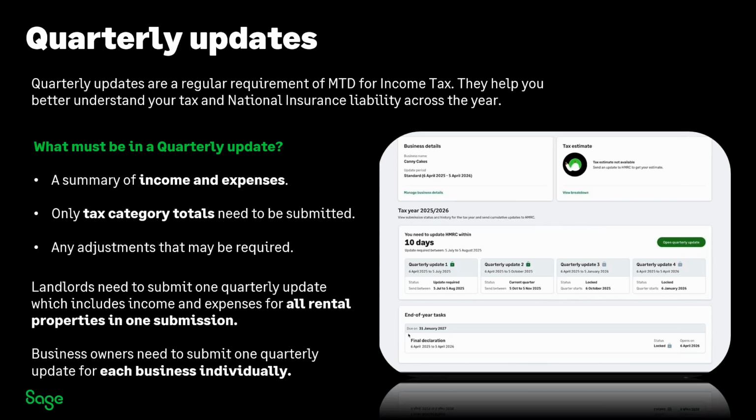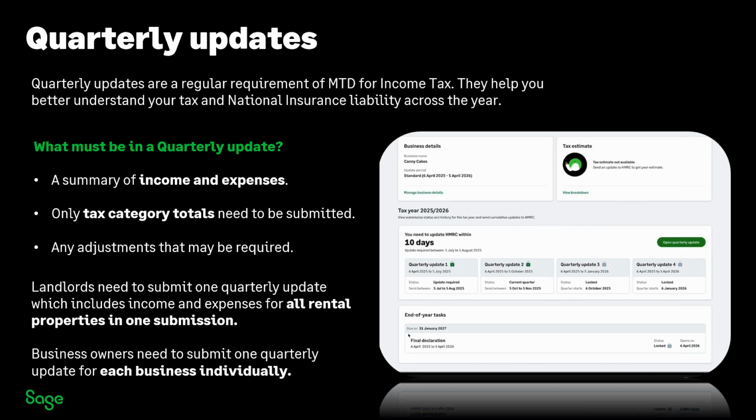Now, quarterly updates are a simple summary of income and expenses. It's going to support you and HMRC in understanding your tax and national insurance liability across the year. So what must be in a quarterly update? All it is, is income and expense tax category totals for the period. So you're not sending HMRC transactional data. It's the same information that would be provided in the existing self-assessment tax return, but you're just providing it more often. So you're going to be providing it quarterly.